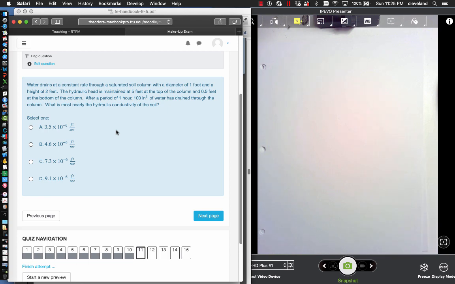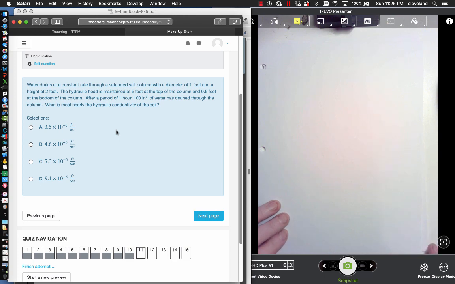All right, we're now moving into the next and final series of topics, groundwater. First question, water drains at a constant rate through a saturated soil column with a diameter of 1 foot and a height of 2 feet. The hydraulic head is maintained at 5 feet at the top of the column relative to some datum and 0.5 feet at the bottom of the column relative to the same datum.